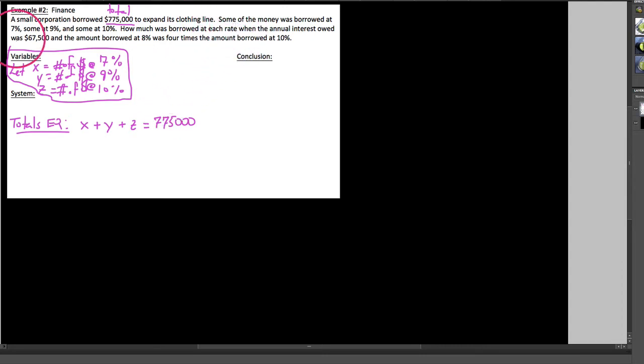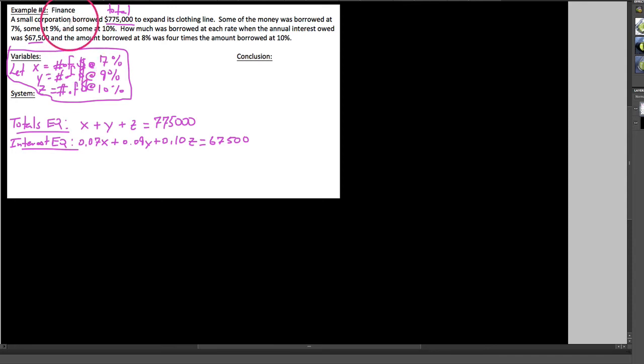Now when they say some of the money was borrowed at 7, 9, and 10%, and then they tell us they have to pay $67,500 in interest, well, we need an interest equation. Thinking about simple interest from our last problem where we had two unknowns, this was really just finding a percentage of the amount invested at each account. So we have 7% of every dollar that we invested at x, plus 9% of every dollar that we invested at y, plus 10% of every dollar that we invest in the z account. This should come out to be a total amount of interest equal to $67,500. So we get that in here.